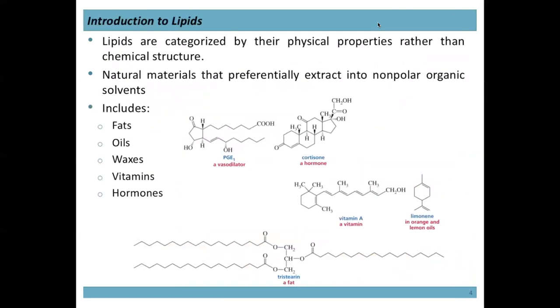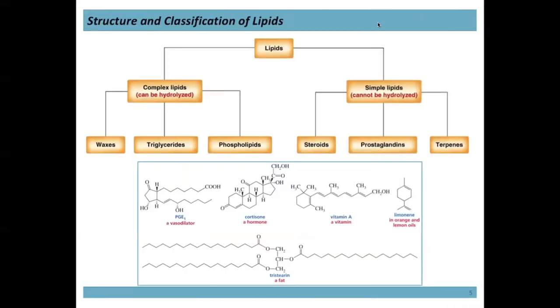So lipids, again, are categorized by their physical properties rather than chemical structure. So again, these are molecules that you'd extract into a non-polar solvent. So they include fats and oils and waxes, vitamins, hormones, a bunch of different molecules. They're defined into a couple different classifications, those complex lipids. They're complex because they can actually be hydrolyzed into smaller individual portions, such as waxes, triglycerides and phospholipids.